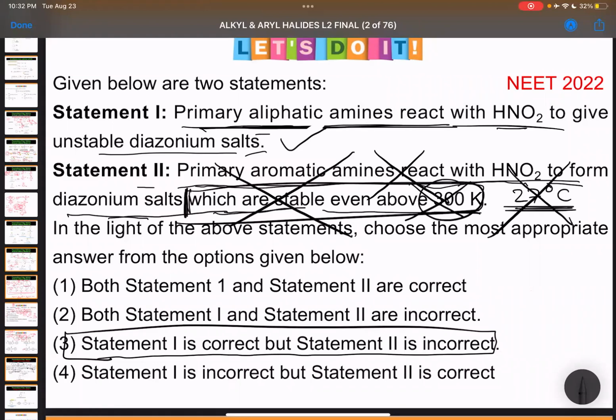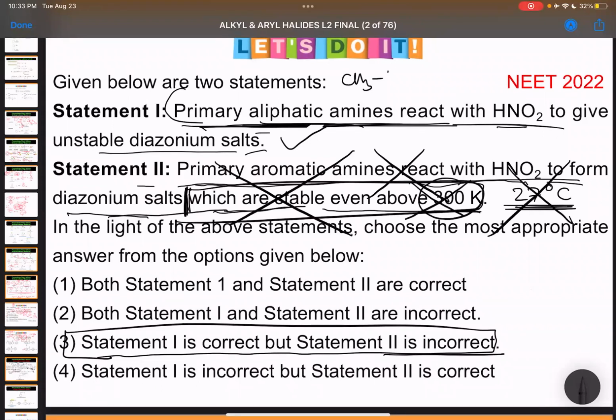So that makes the second statement incorrect. So the second statement is definitely incorrect, but this is correct. Primary aliphatic amines also react. Aliphatic amines also react, aromatic amines also react, but aliphatic amines are more unstable, and they break very easily. So this is also true. You will see this reaction in the amine chapter.